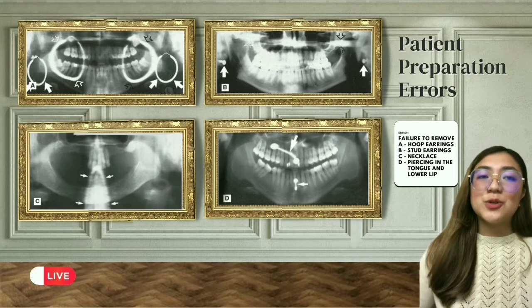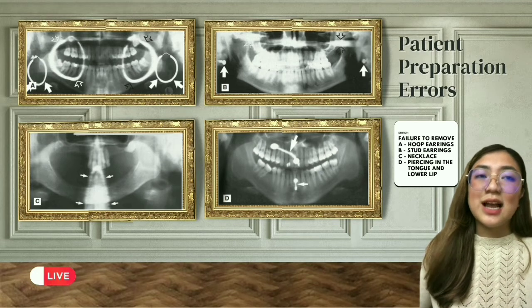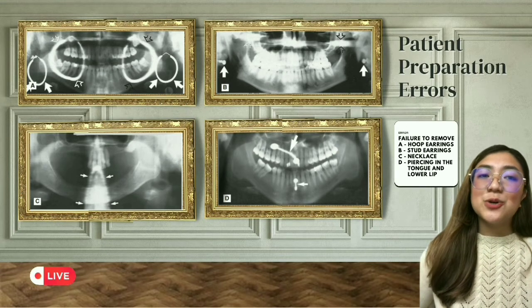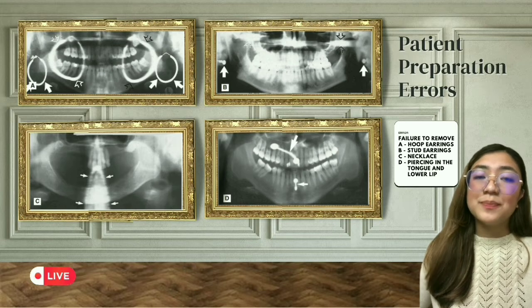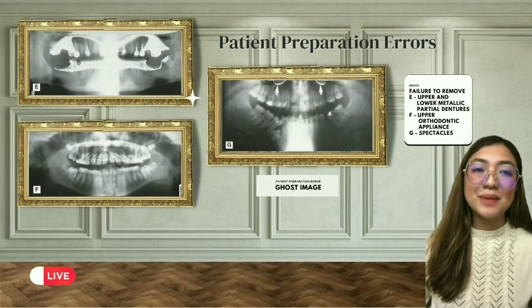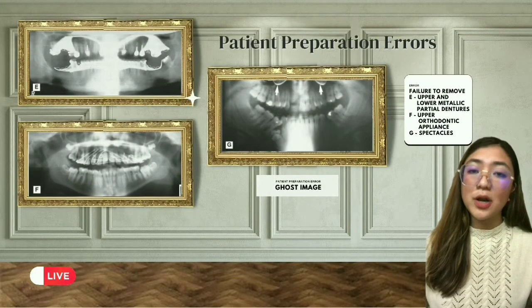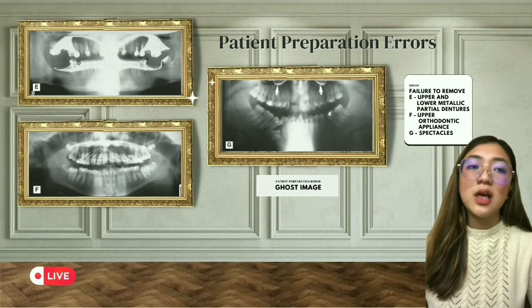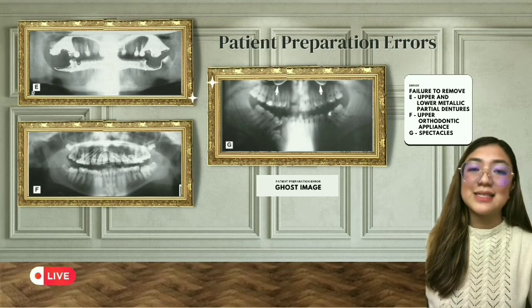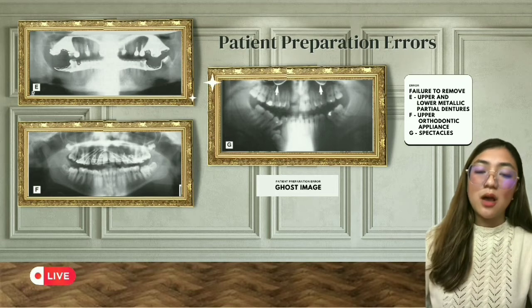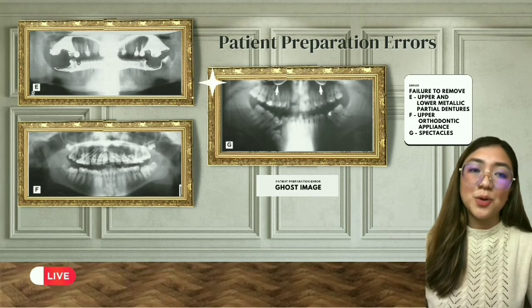Exhibit C shows failure to remove a necklace. This is characterized by a blurred ghost shadow, which is arrowed. And Exhibit D shows failure to remove a piercing in the tongue, which is the large arrow, and a piercing in the lower lip, which is the small arrow. Exhibit E shows a failure of removal of the upper and lower metallic partial dentures. Exhibit F shows failure of removal of an upper orthodontic appliance. And lastly, Exhibit G shows a failure of removal of the spectacles, as arrowed. All of the mentioned exhibits show a ghost image.